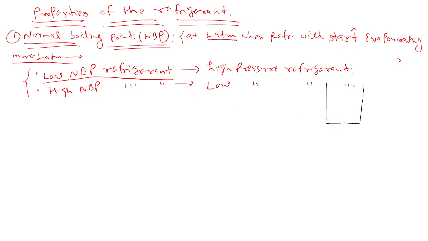Actually, for the refrigerant what we want is low temperature, right? So the boiling point should be low. What we want is that the refrigerant should boil at low temperature. If it boils at very low temperature it is good for us. So our favorable property is low normal boiling point.